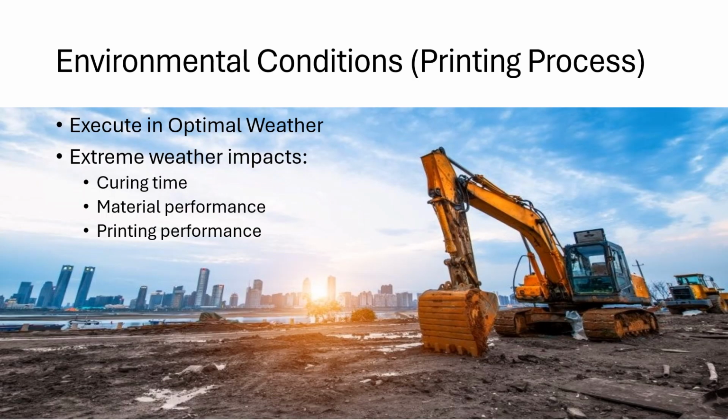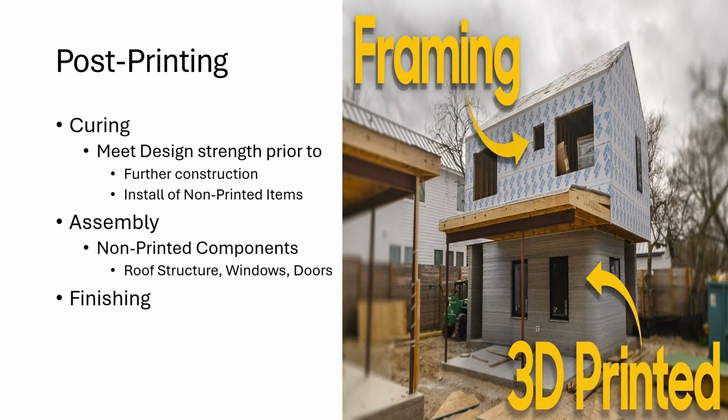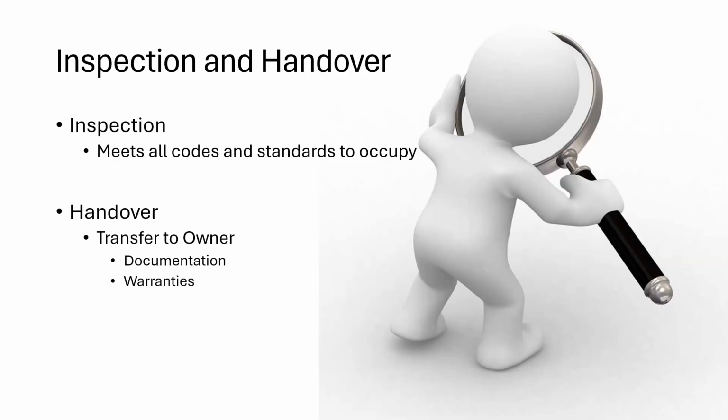Optimal weather conditions are vital in 3D printing, affecting curing time, material performance, and overall printer performance. Once the design cure strength is met, the installation of non-printed items such as roof structure, windows, and doors can proceed. This also includes finishing the interior and exterior of the building. Once the building meets all the codes and standards to occupy, the building is handed over to the owner with the inclusion of documentation and warranties.